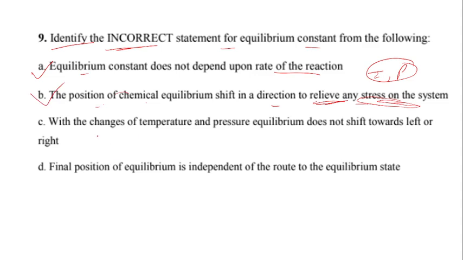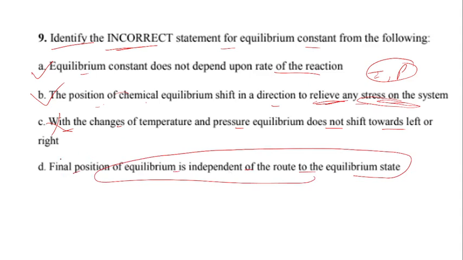Statement C is, with the change in temperature and pressure, equilibrium does not shift. This is a completely wrong statement, which we have already explained. As you change temperature and pressure, the system will try to reduce its effect, or cancel out the effect. Then, the final position of equilibrium depends on the route of equilibrium? No, you can select any route. It is not dependent on that. So this is the correct statement.